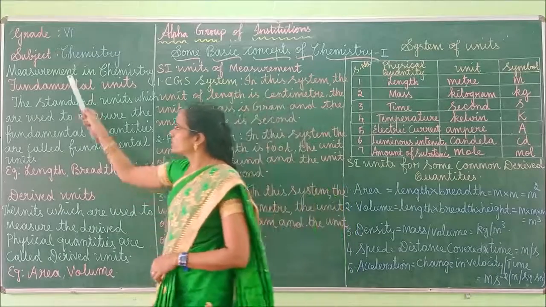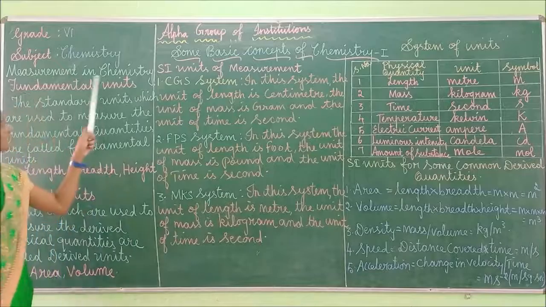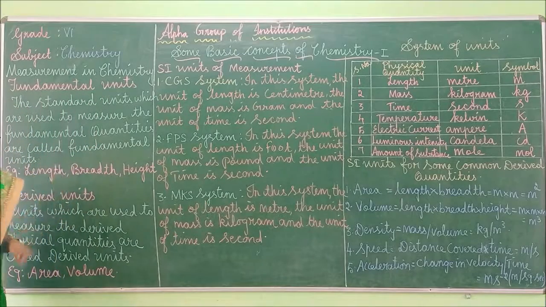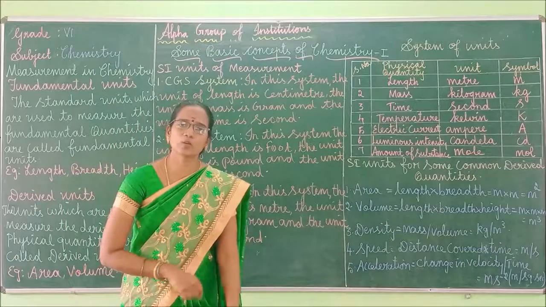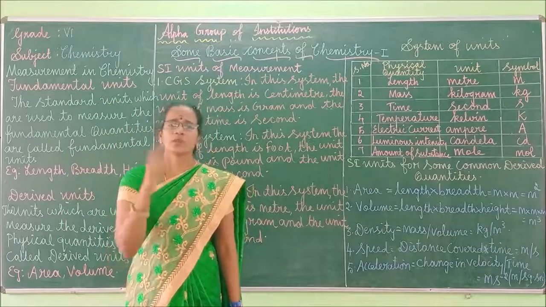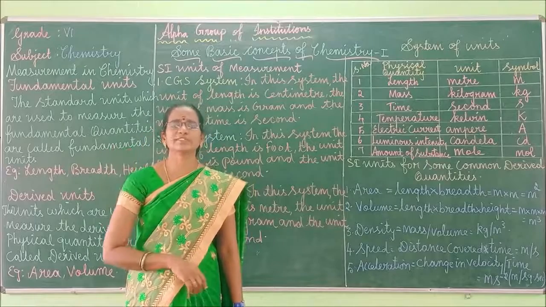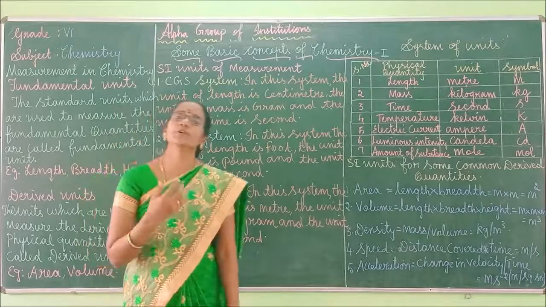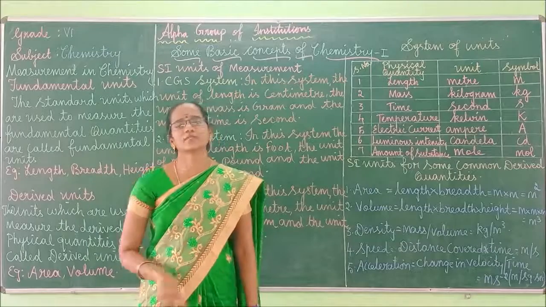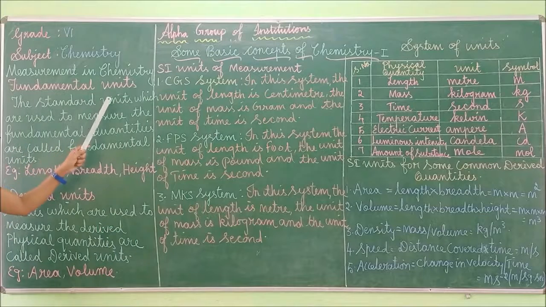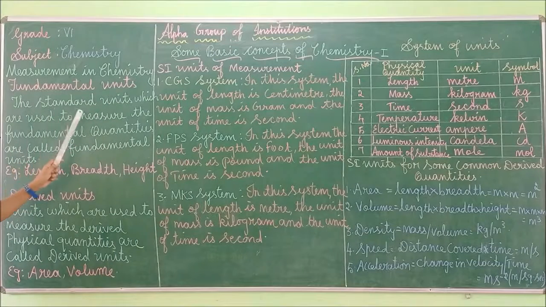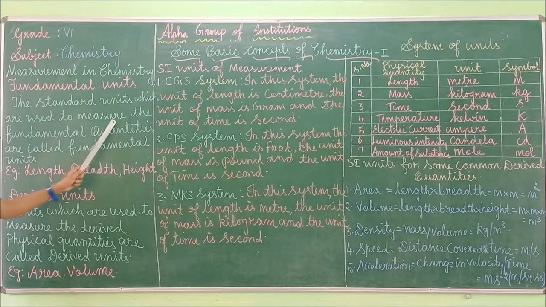Let me first move to the measurements in chemistry. In that, we are going to see two units. One is the fundamental units and another one is the derived units. What is the difference between fundamental units and derived units? What are the examples we can give for fundamental units as well as derived units? Let me see now. So look at the board. Fundamental units means the standard units. A fundamental unit is nothing but a standard unit which is used to measure the fundamental quantities.